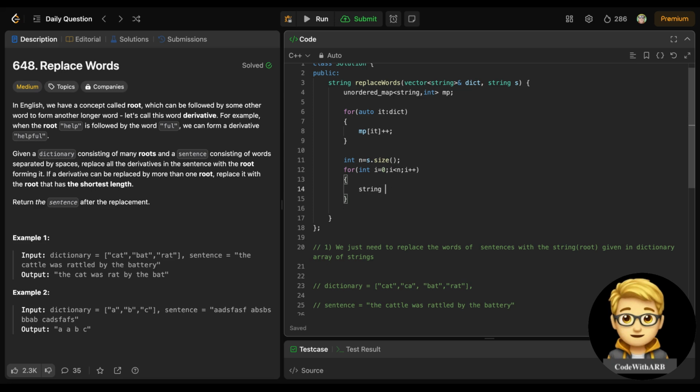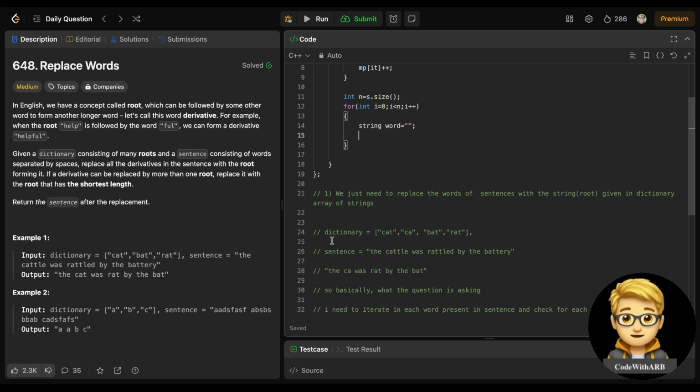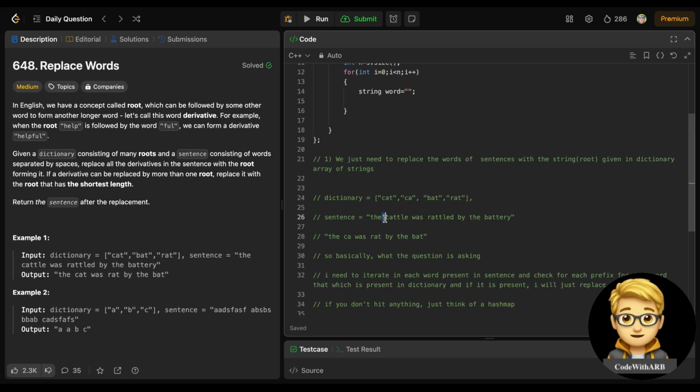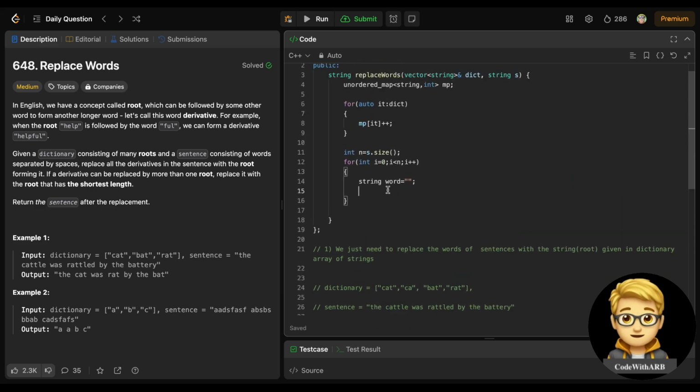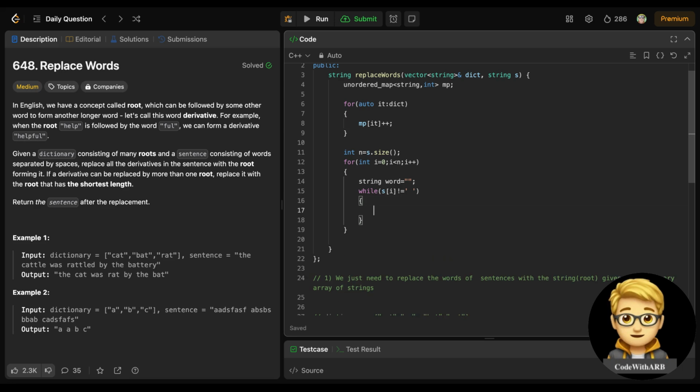Now I need to form a word, and how will I get a word? I need to iterate till I don't get a space. So I will move in this sentence till I don't get any space between them. If I get a space, it means I definitely got a word.